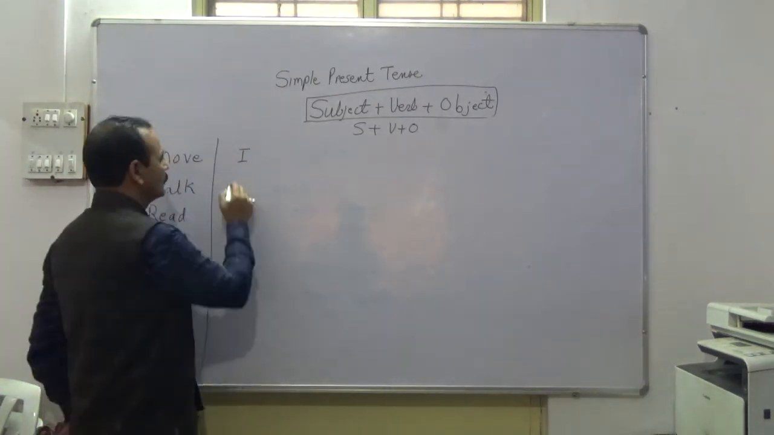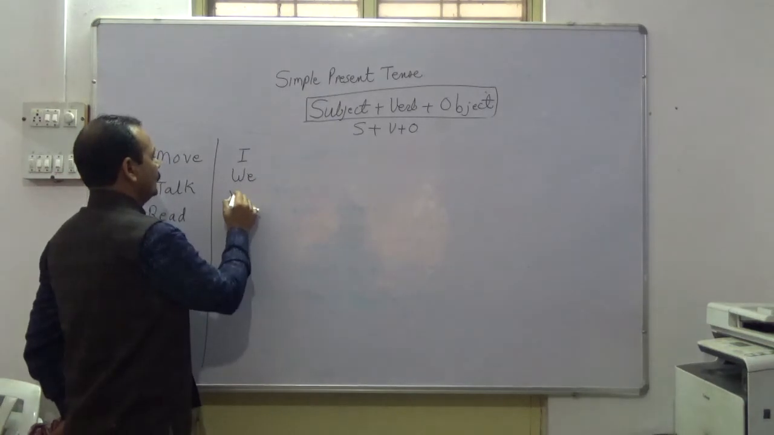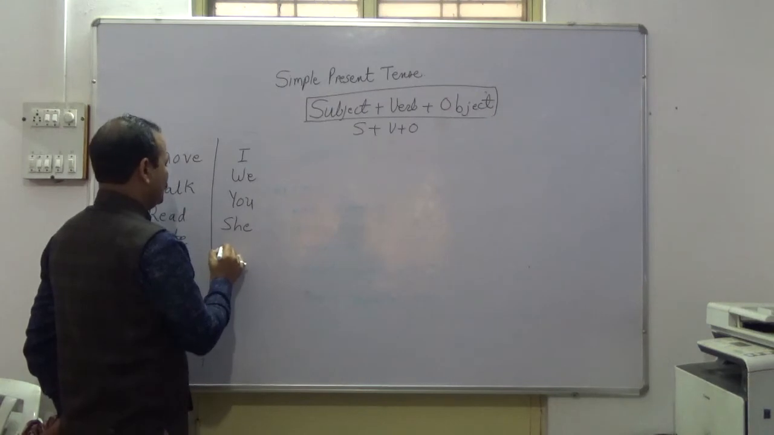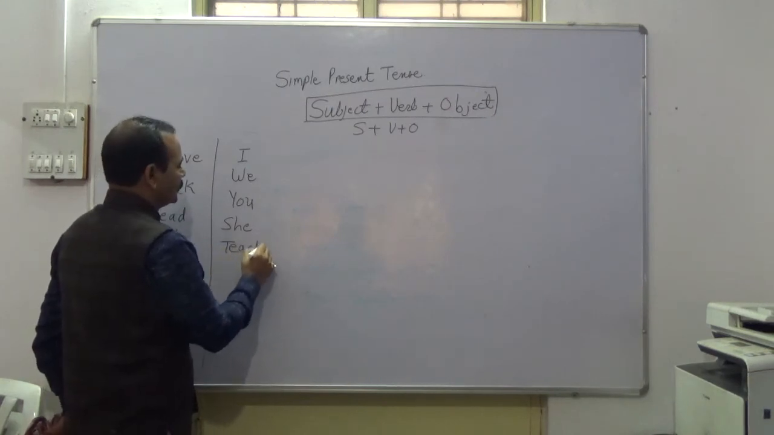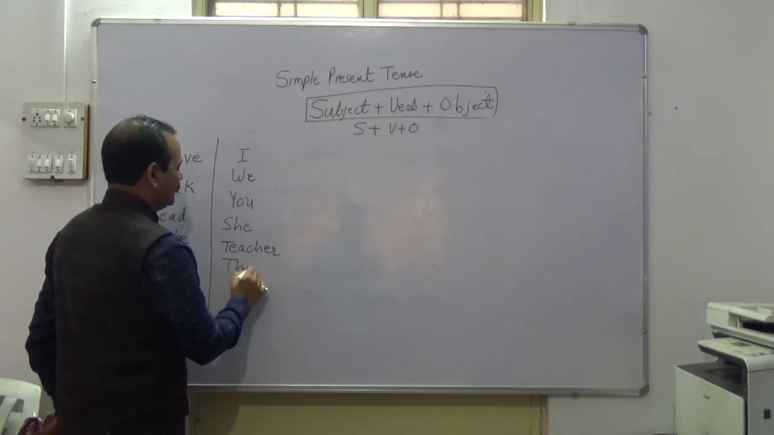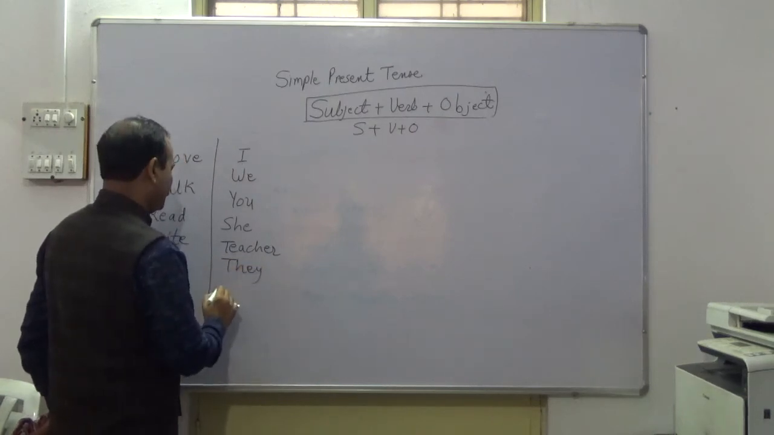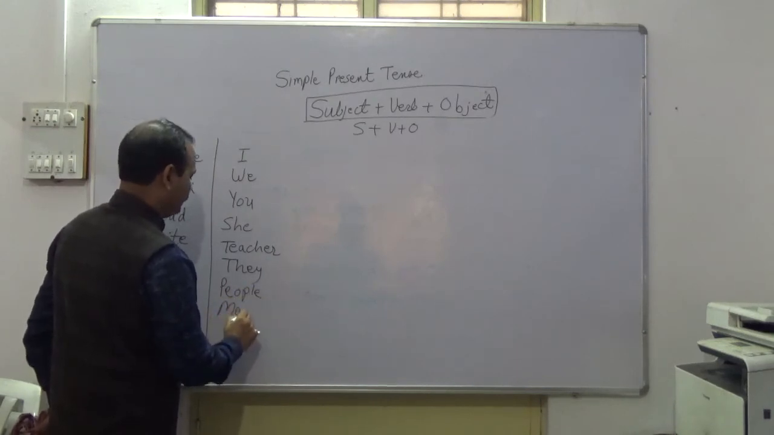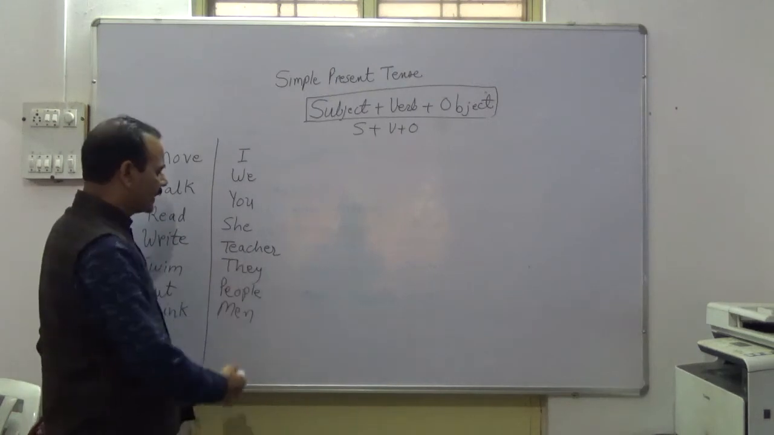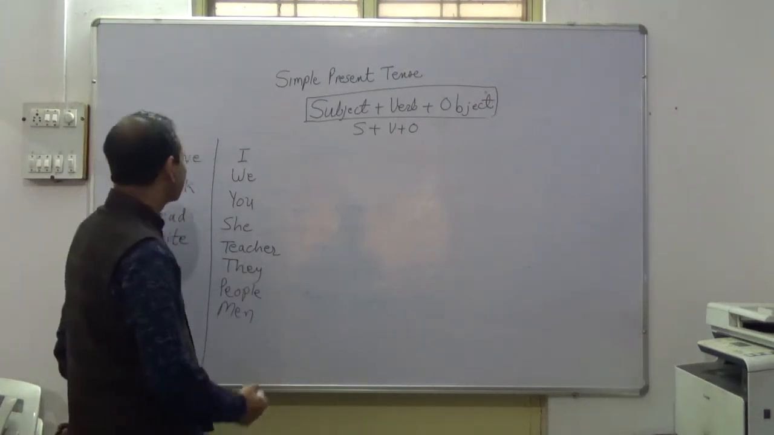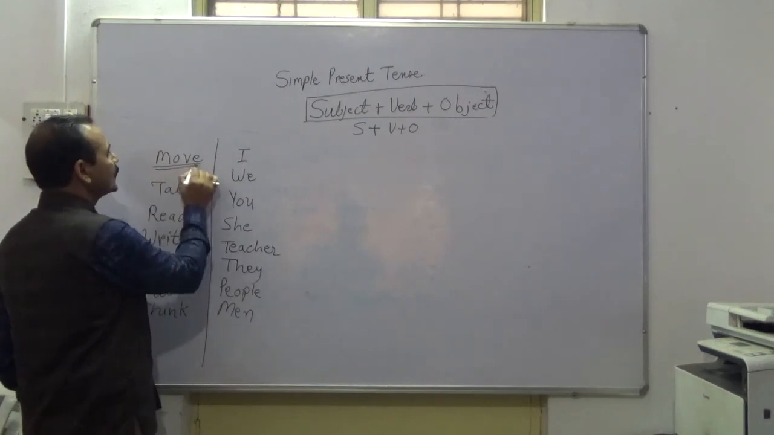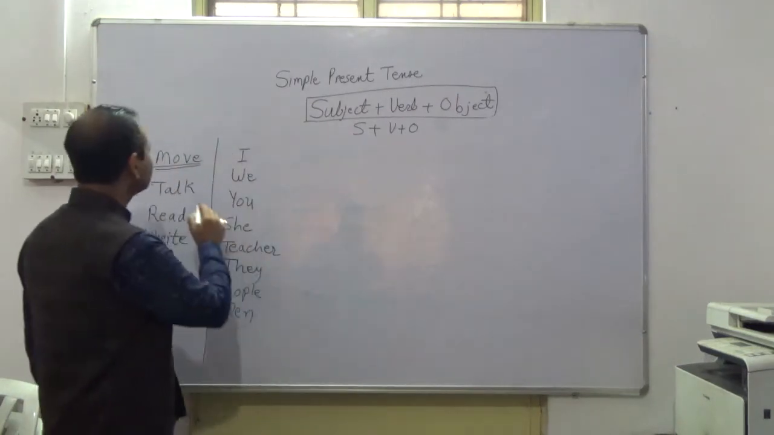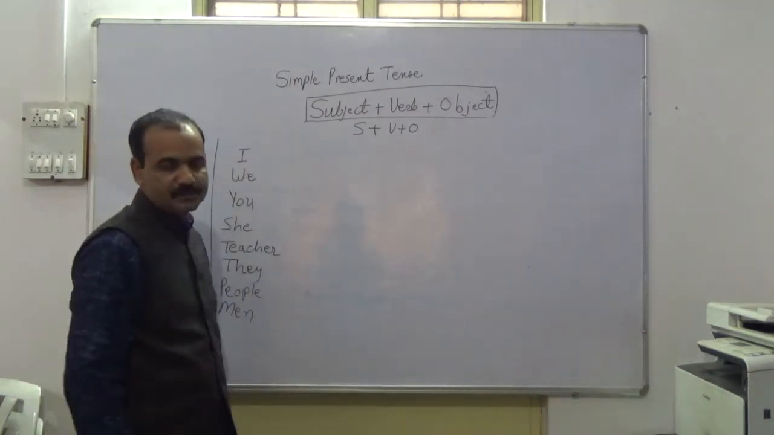I is a subject, we, you, she, teacher, they, people, men, and so on. We can write down n number of subjects here. Now let us take this first verb. It is move. Now we shall use this move with these subjects.